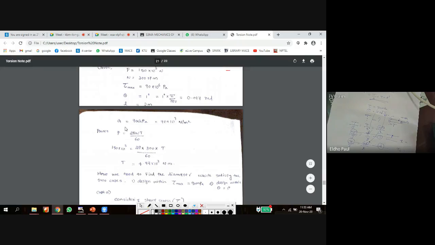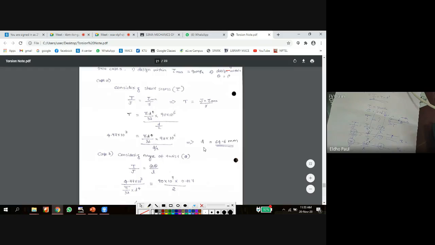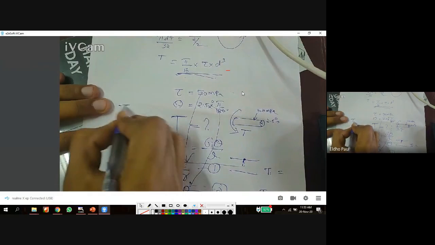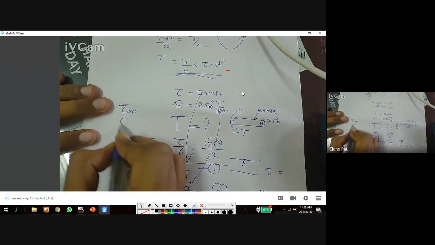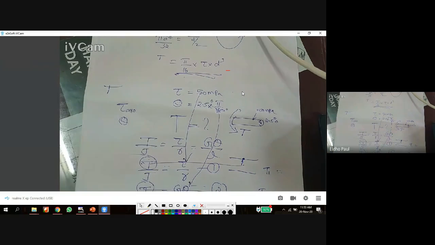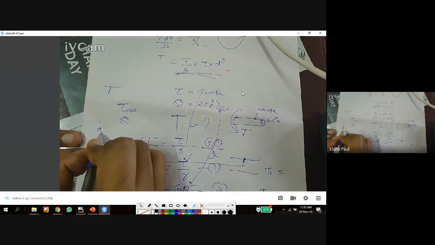So in this problem, power is given. Convert power into torque by using this equation, P equals 2 pi N T by 60. So we got T. From this we can calculate the diameter. And what about the diameter? For example, in this question, based on the allowable shear stress condition as well as the angular twist condition, external torque T is given. The question is asking about D. What is the diameter?